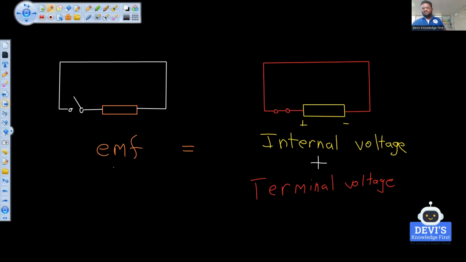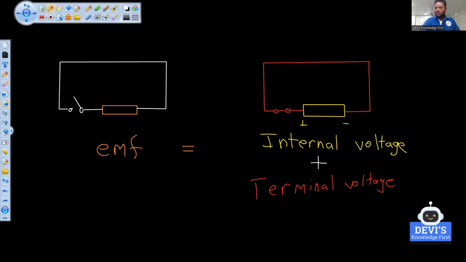So we are seeing two scenarios. One scenario is where the circuit is open, which means the switch key is open. Right. That means there is no current flowing through the circuit, but there is potential difference inside the battery. Right. This entire potential difference inside the battery is the EMF.